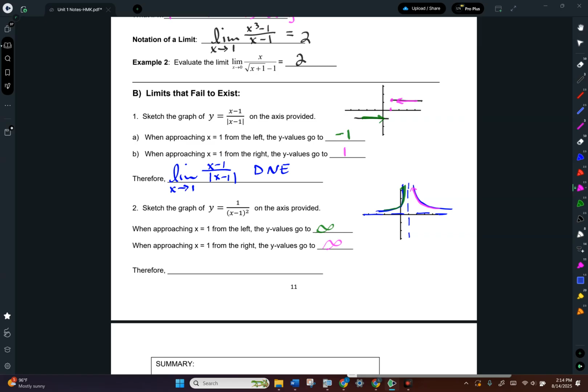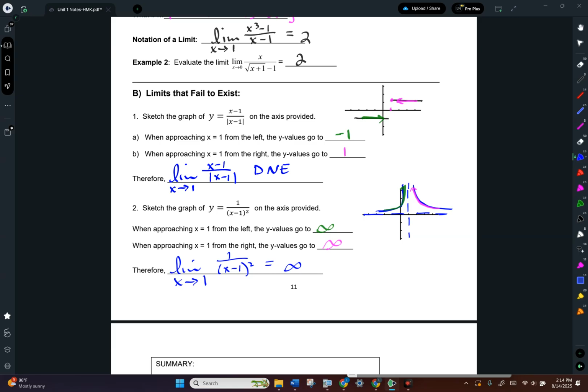So if we want, we could say the limit as x approaches 1 of this particular function, 1 over x minus 1 squared, we could say, because both sides are going to infinity, that at 1 the graphs are going towards infinity. So we could say infinity, but I want you to understand that's not a specific number. That's not a concrete number that we can give as a y value. So I really can't predict the y value.